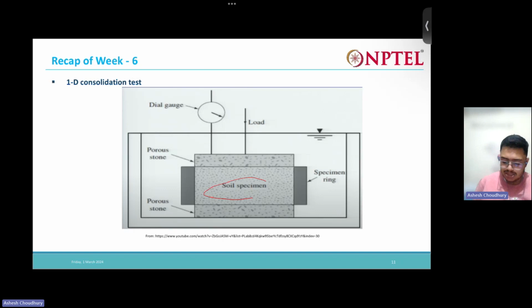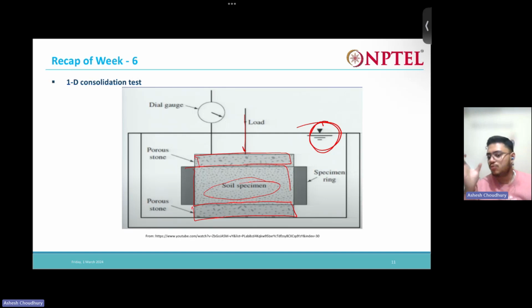This soil specimen is kept between two porous stones, and this is completely submerged, so completely kept in a saturated condition. So we apply some load, and at equal intervals of time we keep on taking the dial gauge reading.